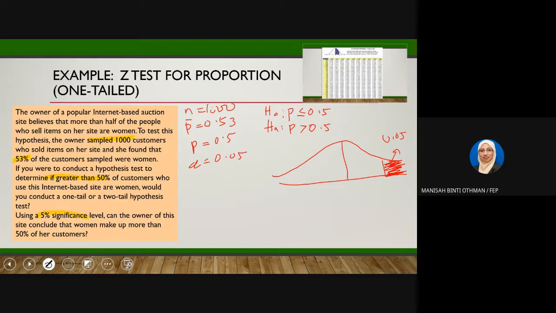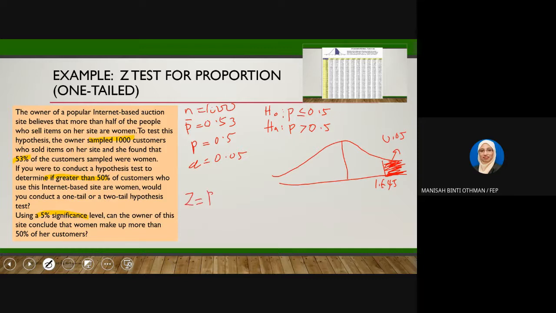Upper tail, so this is 0.05. Refer to the table, based on alpha 0.05 like I showed you. So 0.05, one tail is 1.645. If Z is more than 1.645, you reject the null hypothesis. If you calculate Z and get less than 1.645, then you do not reject the null hypothesis. Now you have to calculate.